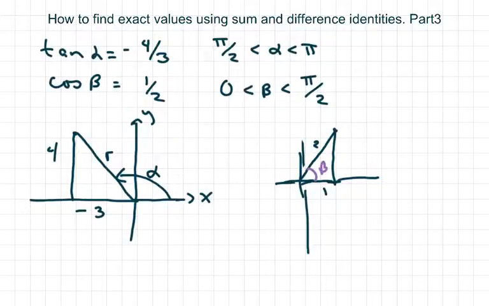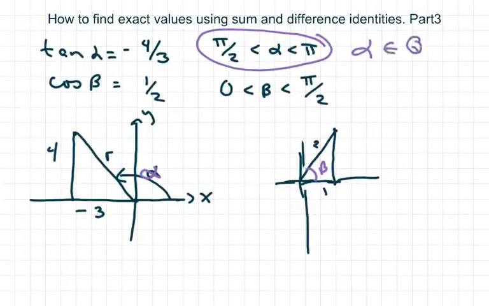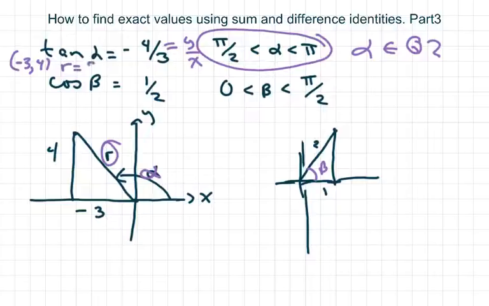What I notice is, first of all, my alpha angle is in quadrant 2. I drew a little picture here, and we have to find r, because we're given y over x. In this case, my x is the one that's negative, and my y is positive. So we know r is 5, by the way, because of your triples.